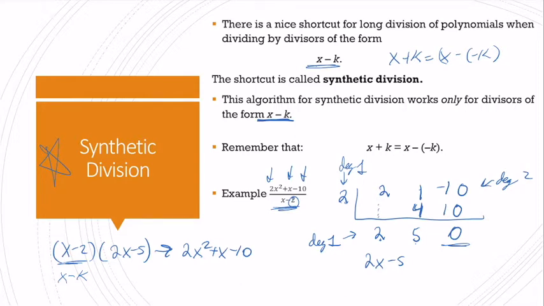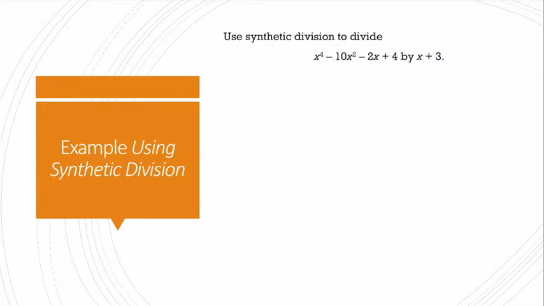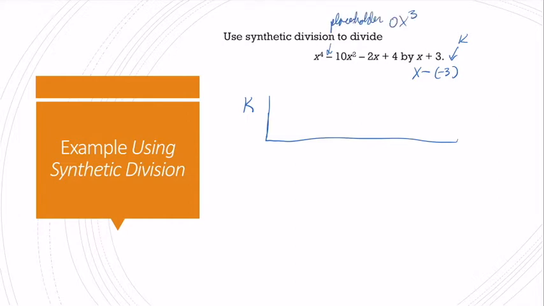So let's work through a couple more examples. Let's use synthetic division to divide x to the fourth minus 10x squared minus 2x plus 4 by x plus 3. Remember, this is x minus negative 3, so negative 3 is going to be our k. I write my coefficients, remembering that I need a placeholder for x cubed. So I've got 1, 0, negative 10, negative 2, 4. And my k is negative 3.